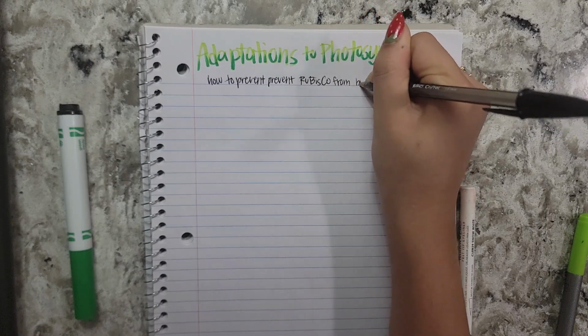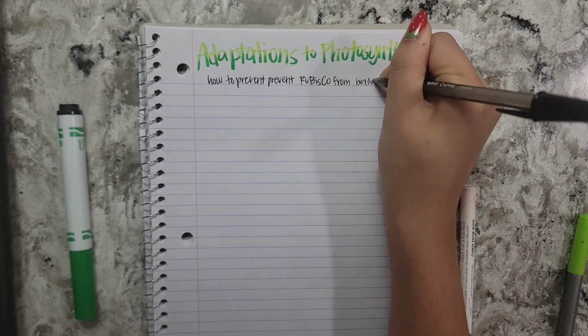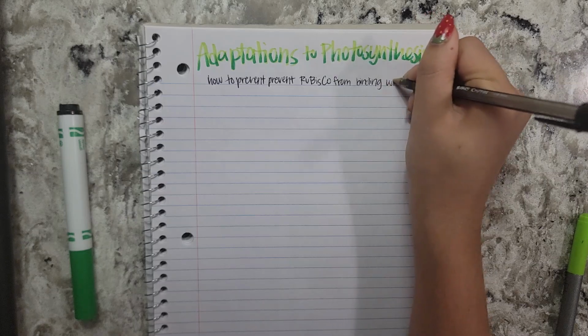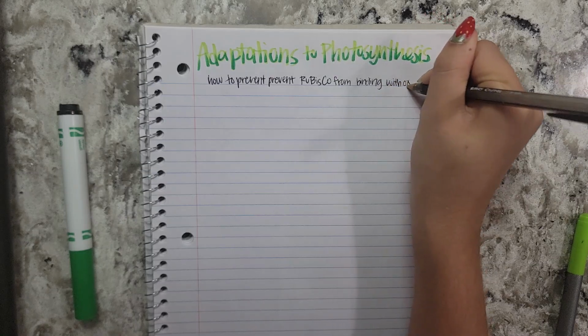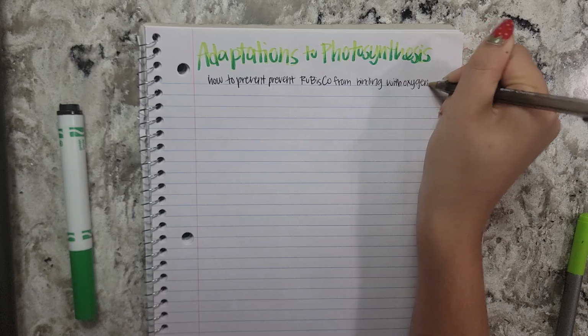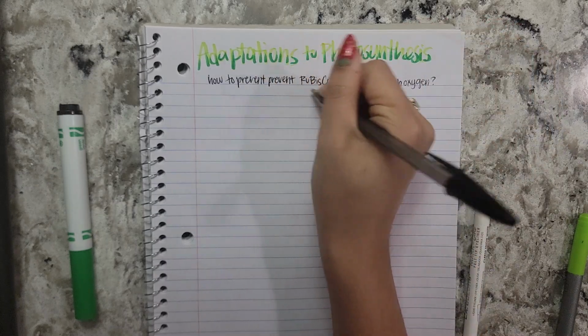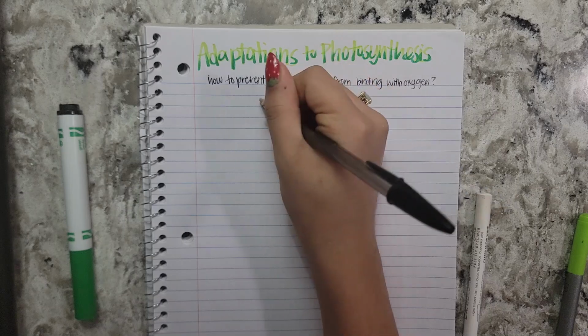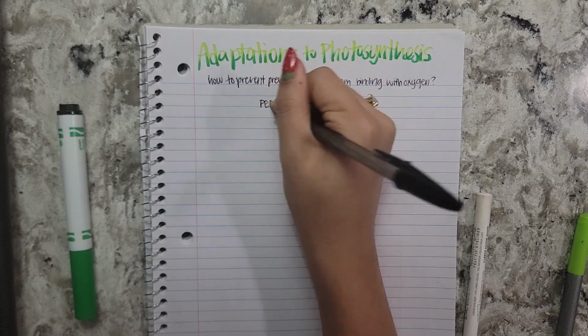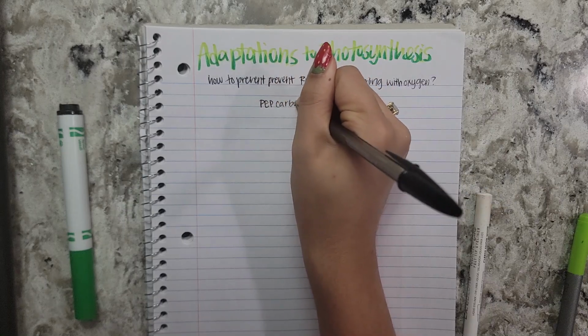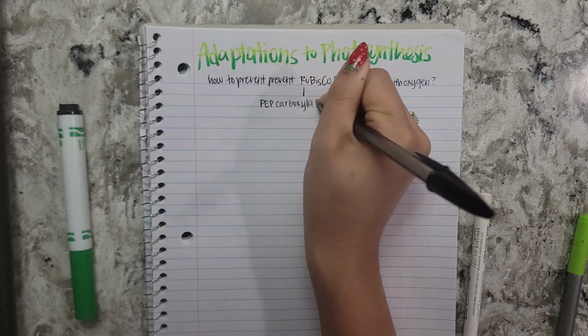And there's a few ways we can do this, but both of them use this really cool enzyme called PEP carboxylase, which is an enzyme that binds things to carbon.